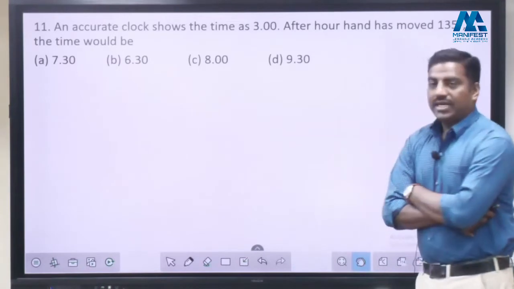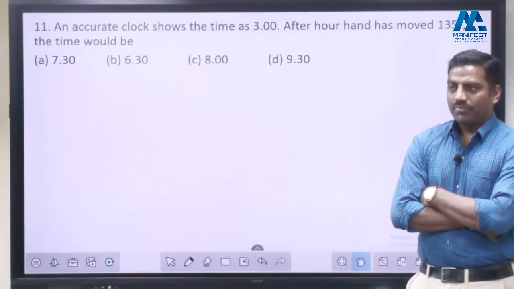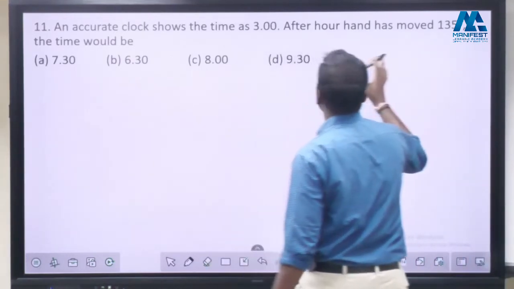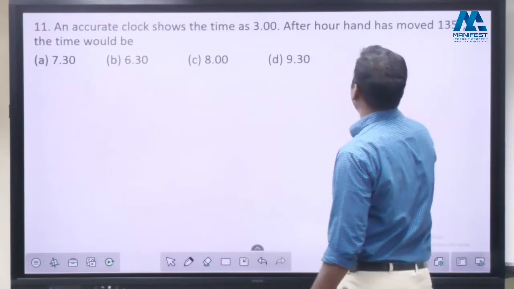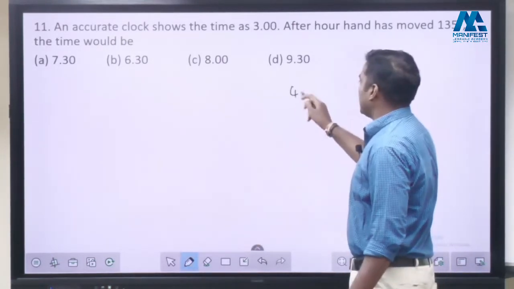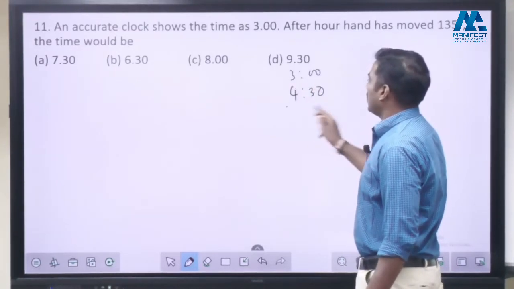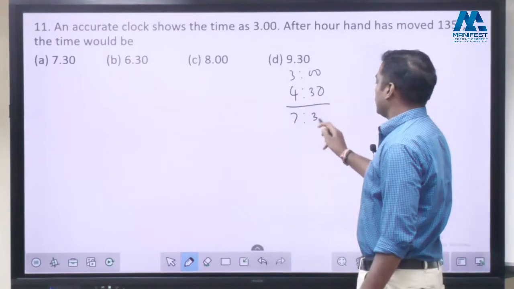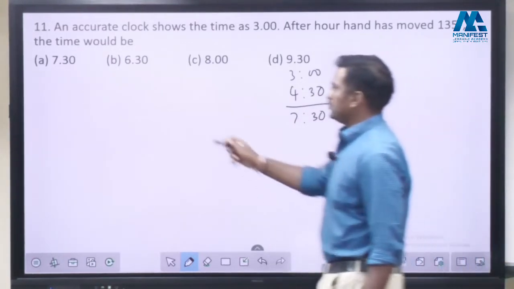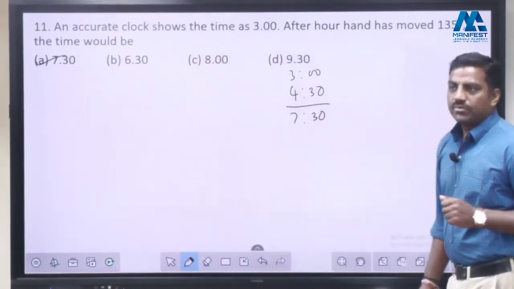Then 120 degree, 4 hours. Another 15 degree, half an hour. So 4 and a half, that is 135. So after 3, this is 7:30. Yes? Easy?